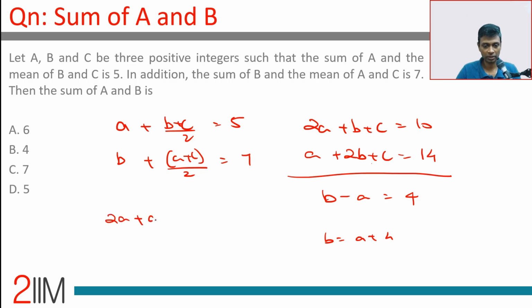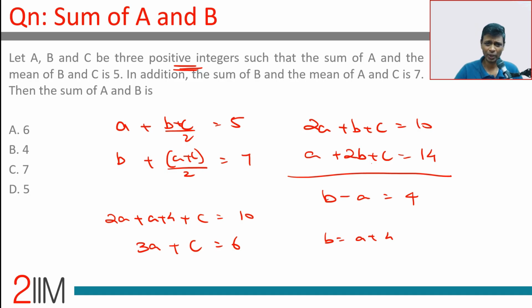2A plus A plus 4 plus C is 10. 3A plus C is 6. Lovely. This is where this 3 positive integers part comes in. I tried this question originally and did not accept that, and I was trying to algebraically solve it. 3 positive integers. 3A plus C is 6.